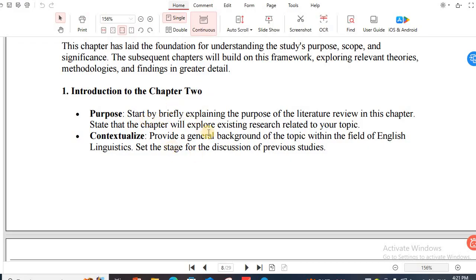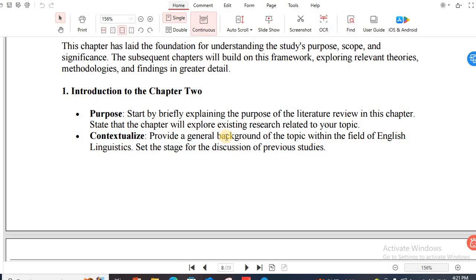This is what you have to include in chapter 2. Start by explaining the purpose of the literature review in this chapter. Say that the chapter will explore existing research related to your topic. So if you are asked what is the purpose of chapter 2, it is because you are writing what is relevant to the topic.